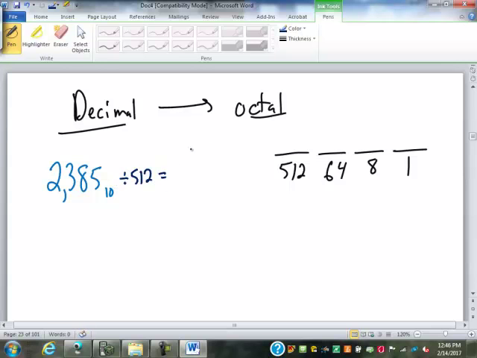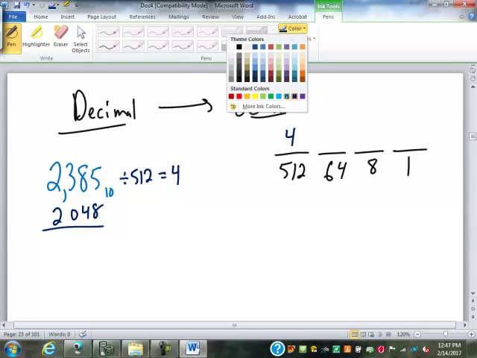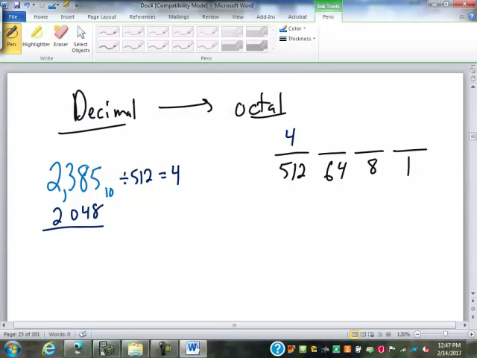What do we get? It's like 4, right? So 512 comes out of there 4 times. 4 times 512 is 2,048, which is going to leave us with 337. Does that look right?